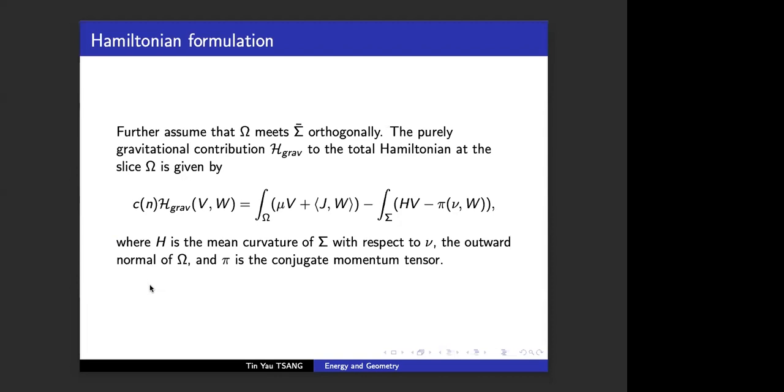So correspondingly, we can tell that mu and j is a 1-3 vector. H and pi nu is a 1-3 vector. So we call the geometric condition, within the manifold itself, mu greater than the norm of j. Correspondingly, on the boundary, we just have to assume the mean curvature is greater than the norm of this.